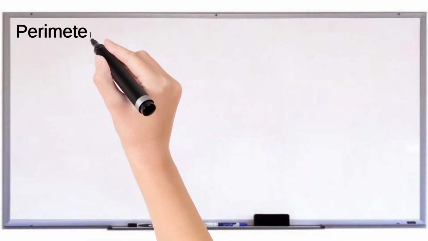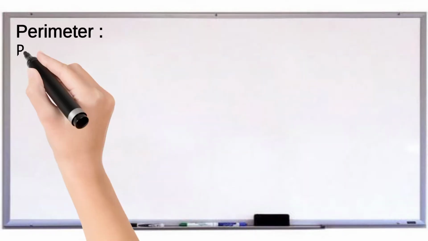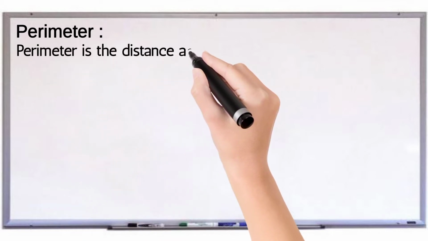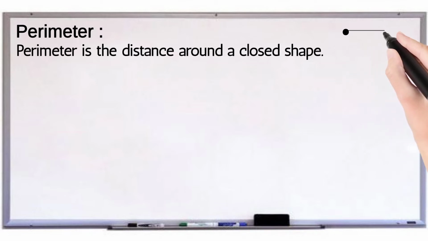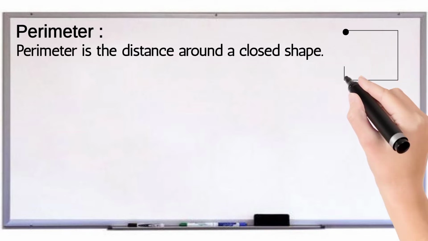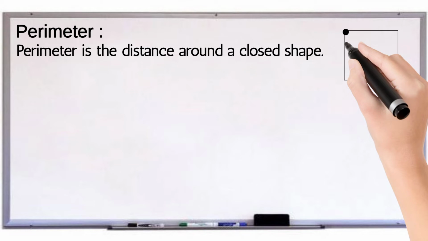First of all, let us discuss perimeter. In simple words, perimeter is the total distance around a closed shape. Let us consider we are standing at a point and we start walking on a track like this and come back at the same starting point. The distance which we covered is the perimeter.